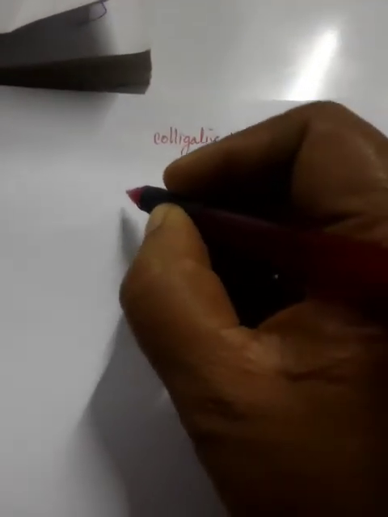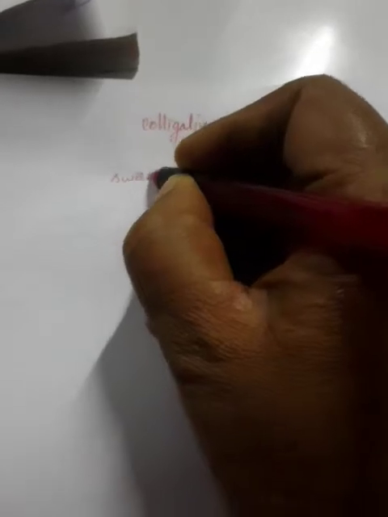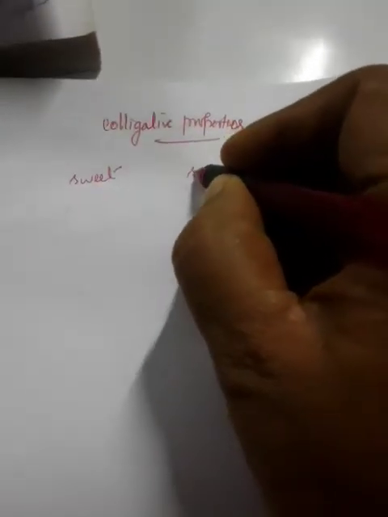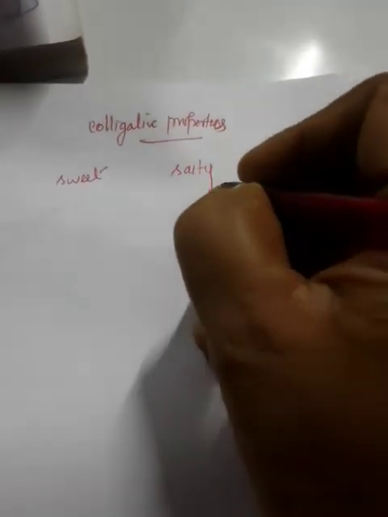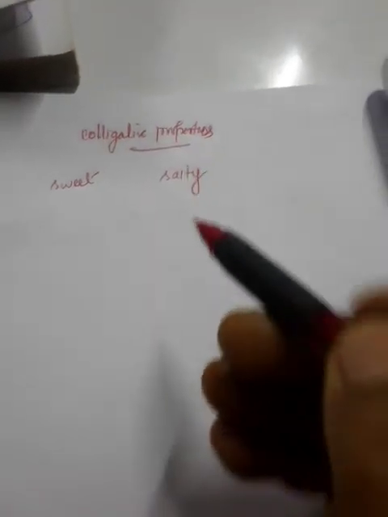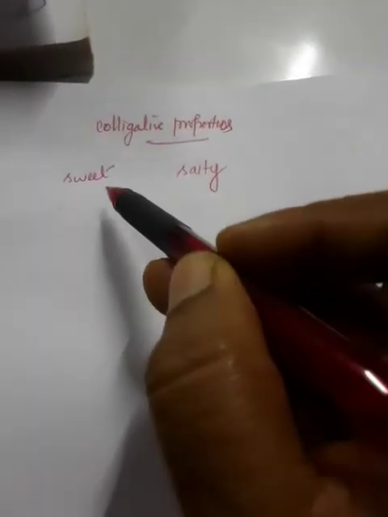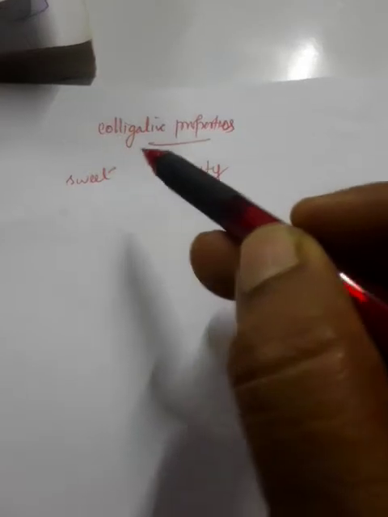But when we add salt, what does it result in? It makes it salty. So, if we are adding sugar, it becomes sweet. If we are adding salt, the water becomes salty. So, what does it represent from here? The properties of the solution.